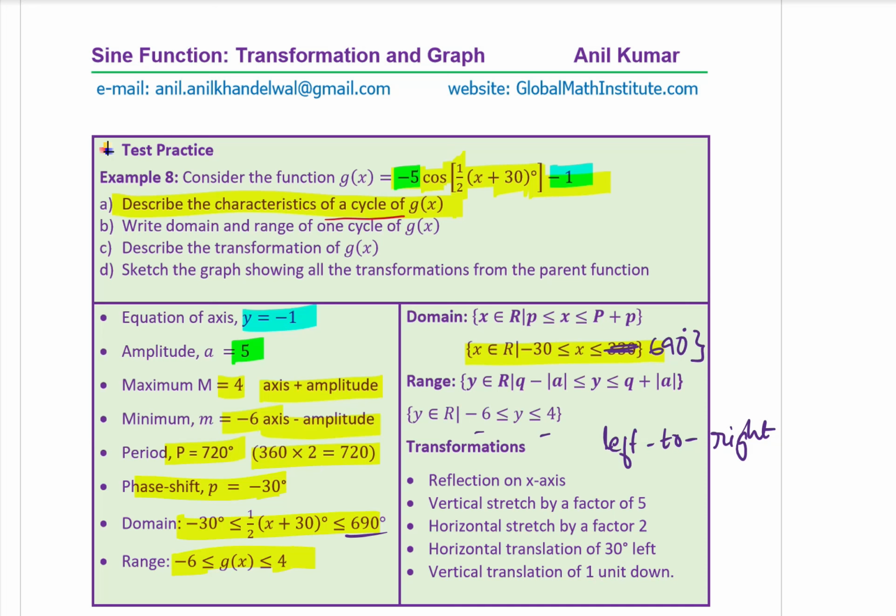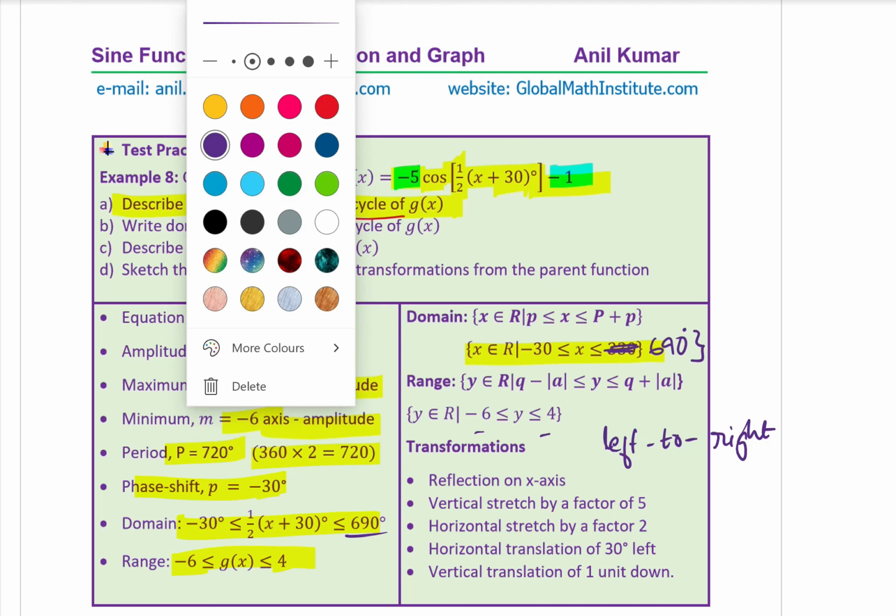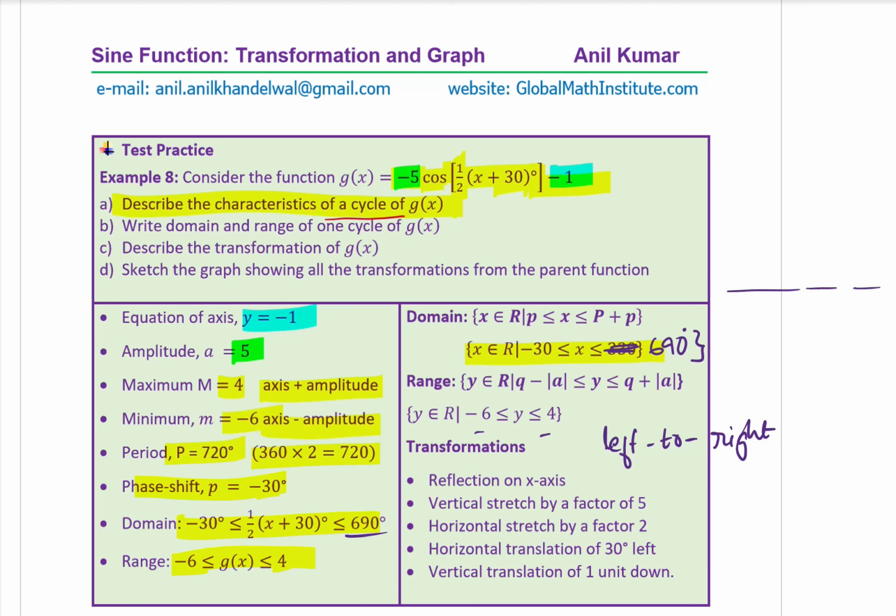So if you want to sketch this, you can begin with that axis, which is y equals minus 1, correct? And the maximum value in this particular case you found as 4. Let's say this is your maximum value. I'm just drawing. Minimum value is minus 6, correct? So what I've drawn here is this value is 4. This is the axis, which is at the average value of minus 1. And this is minus 6, correct?